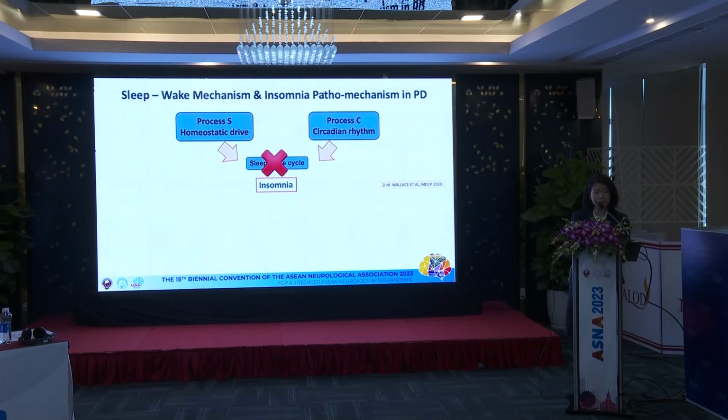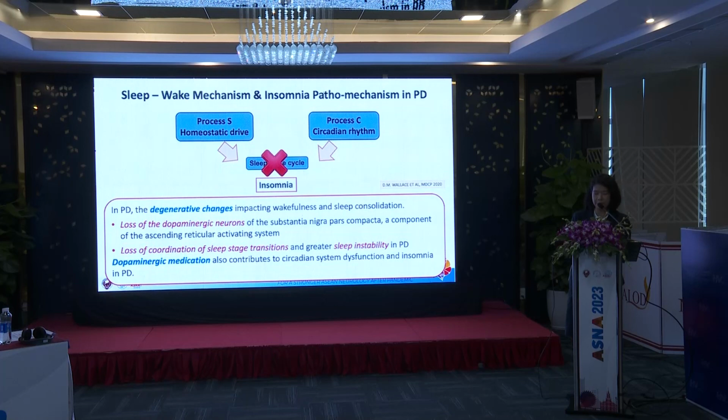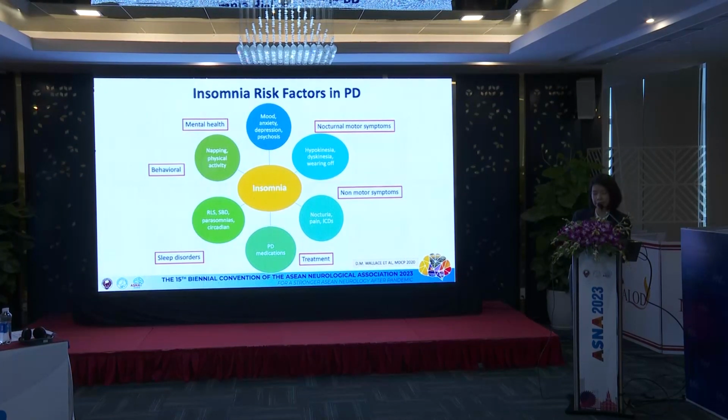But for the pathomechanism of insomnia in Parkinson's disease, it is believed to come from the neurodegenerative change of dopaminergic neurons, which also causes loss of coordination of sleep state transition. So it makes sleep instability in Parkinson's disease greater than in the general population, and it can also come from the dopaminergic medication that we use to treat the daytime symptoms. Another risk factor that affects insomnia in Parkinson's disease is motor and non-motor symptoms that can also present during the night, as well as mental health and behavioral factors, and other sleep disorders that also have an effect on sleep in Parkinson's disease.